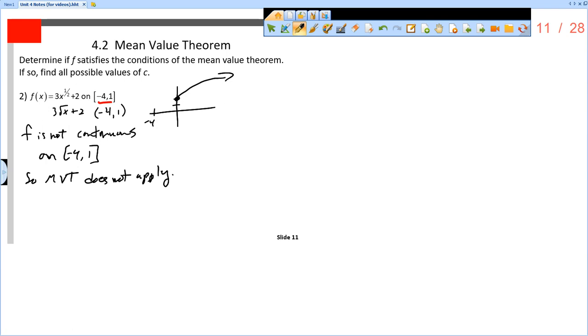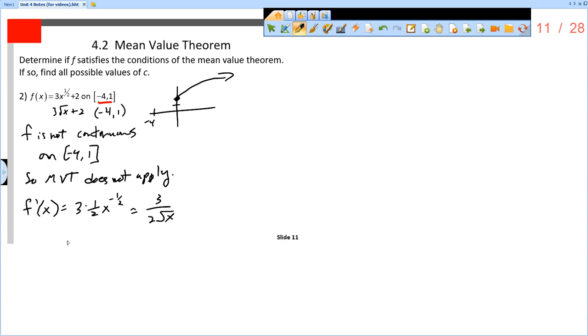All right. Now, let's say that it did apply, right? So then the next thing we would do is we would want to find f prime of x. All right. So 3 times the derivative of x to the 1/2. So that'd be 1/2 x to the -1/2, right? And then plus 0, right? So really, this is just 3 over 2 root x, right? So that is the derivative.